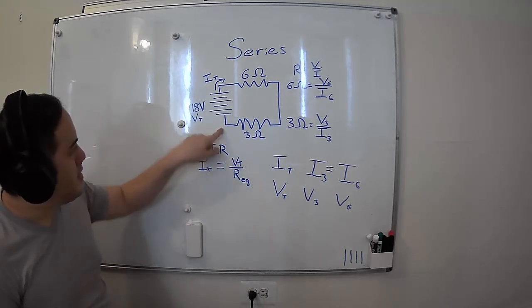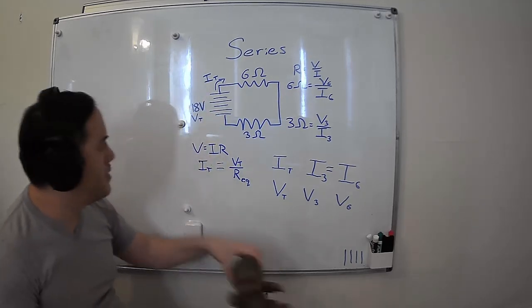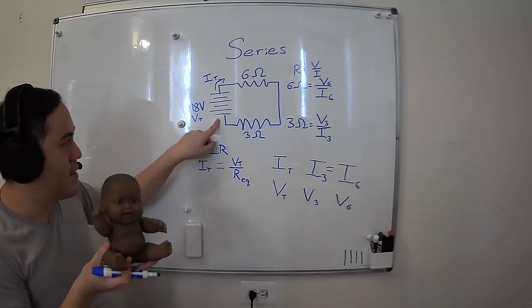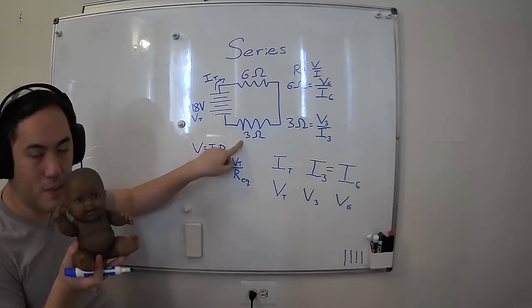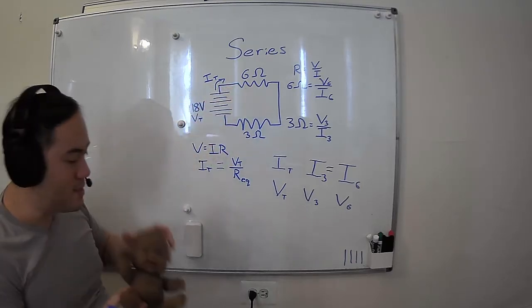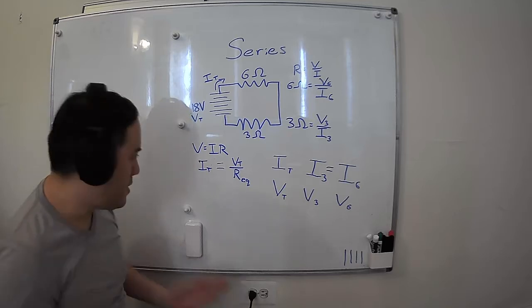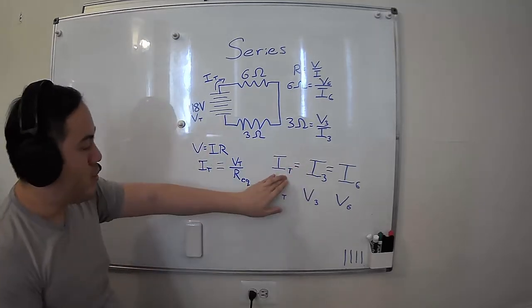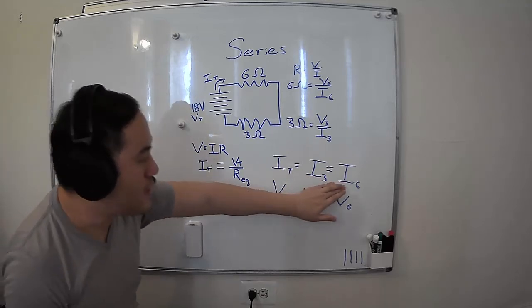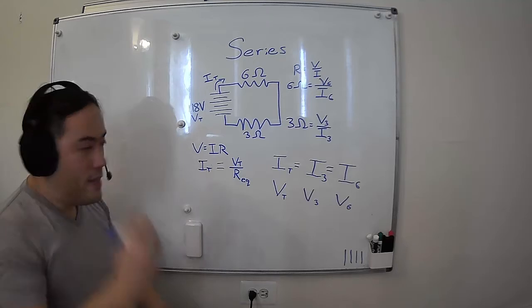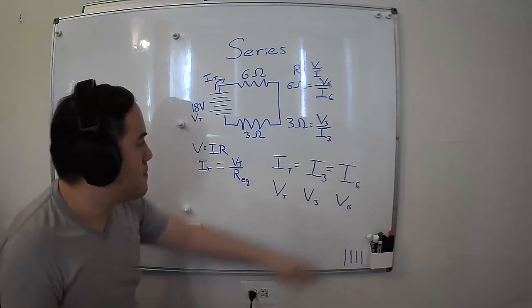Look at this junction and this junction. What do you see? The current going in to the battery is the current coming out of the 3 ohm resistor. And the current coming out of the battery is the current going in the 6 ohm resistor. They're all equal. Amazing job, Daisy. I total equals I3 equals I6. Very good job. Now we gotta find a relationship between these three voltages.